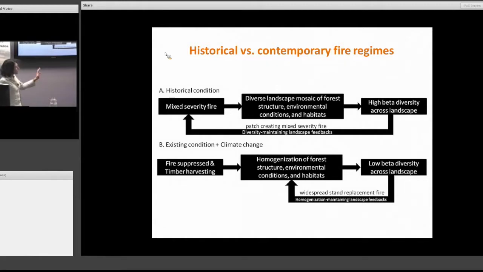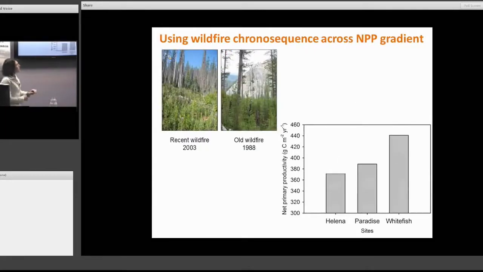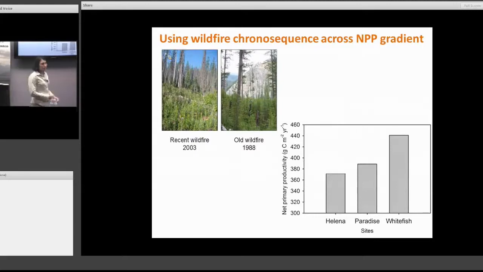So in this potential context, we wanted to test these ideas using a wildfire chronosequence, over about 30 years of fire data across an NPP gradient. We decided to use this chronosequence approach because we could look at fires at large spatial scales. Nobody's going to let us burn a really big area, and so using older and newer fires, we can get a more realistic view of what's going on.